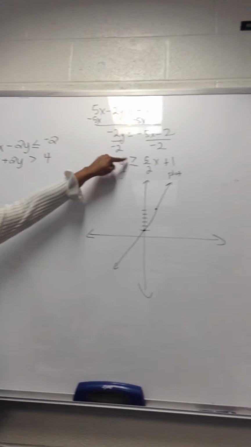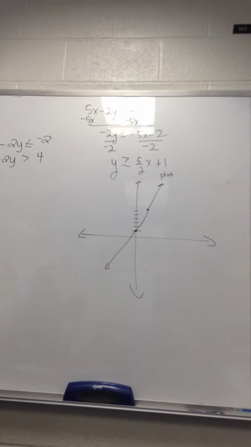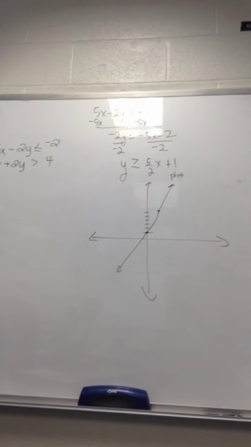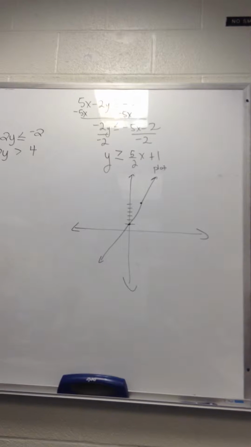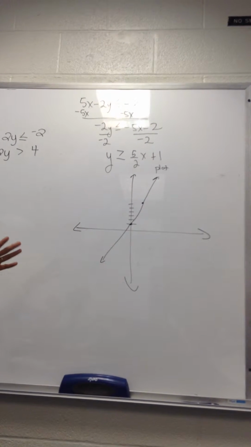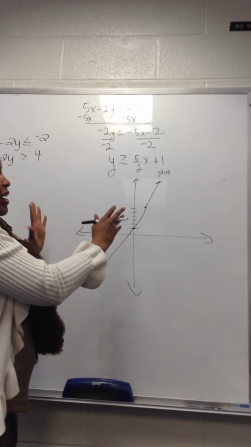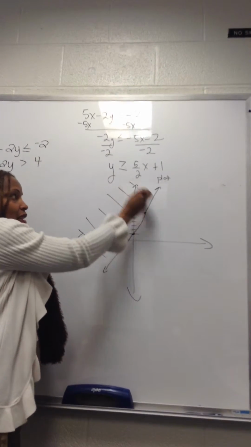And this is y greater than. Which way do you shade, above the line or below the line? Above, because it's greater than. Perfect. The system teaches you to choose test points, and I'm pro choosing test points. But if you have y on the left-hand side and it says greater than, you shade on top of that line. Am I clear?